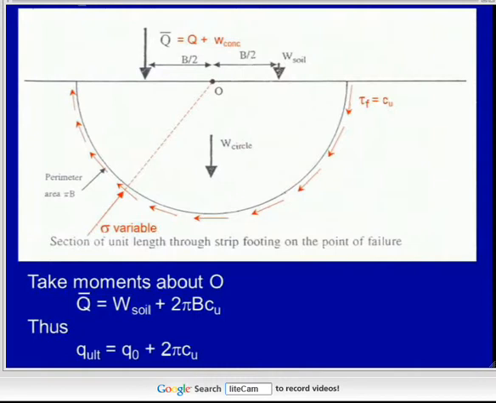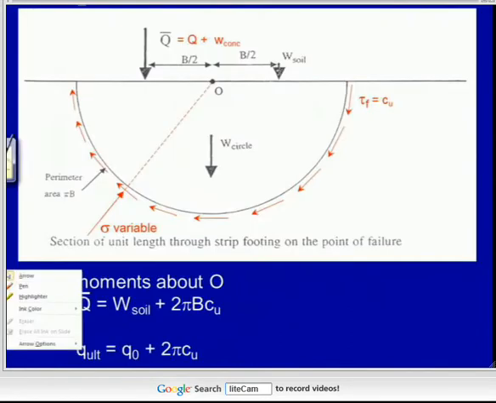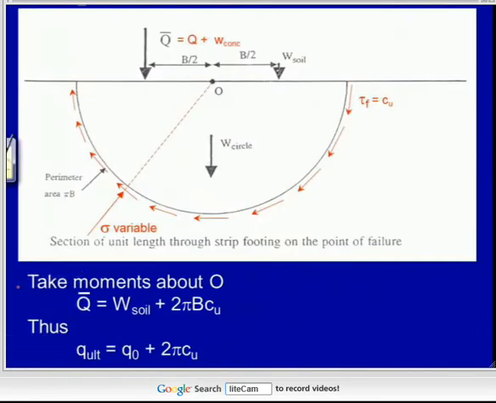There's actually a squared term missing there. Do apologise. The squared's got dropped out of the PowerPoint. So that should be 2 pi B squared Cu. Yeah, just like it was in your notes just now.